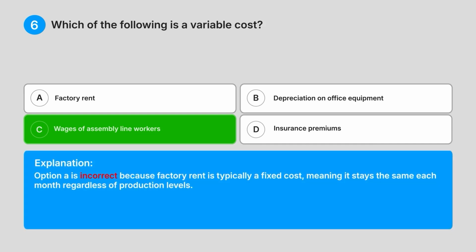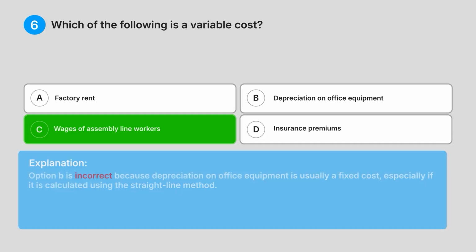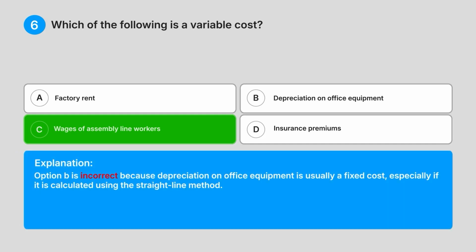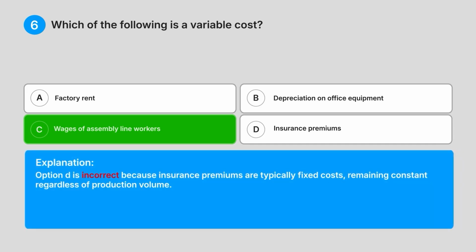Option A is incorrect because factory rent is typically a fixed cost, meaning it stays the same each month regardless of production levels. Option B is incorrect because depreciation on office equipment is usually a fixed cost, especially if it is calculated using the straight line method. Option D is incorrect because insurance premiums are typically fixed costs, remaining constant regardless of production volume.